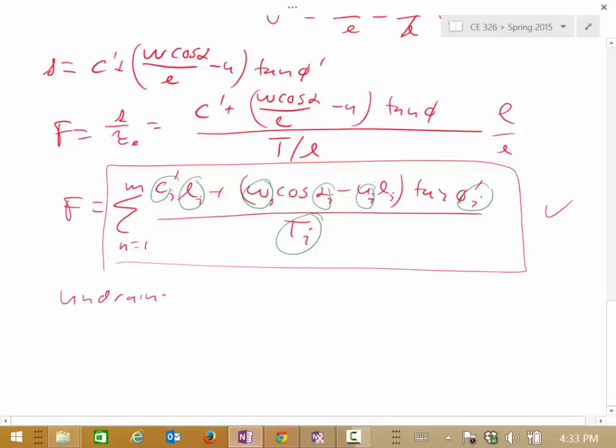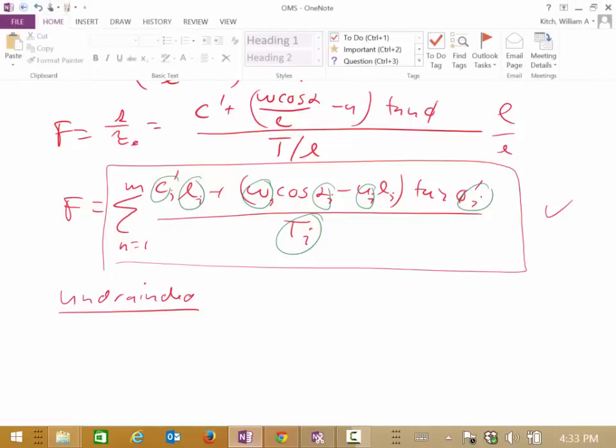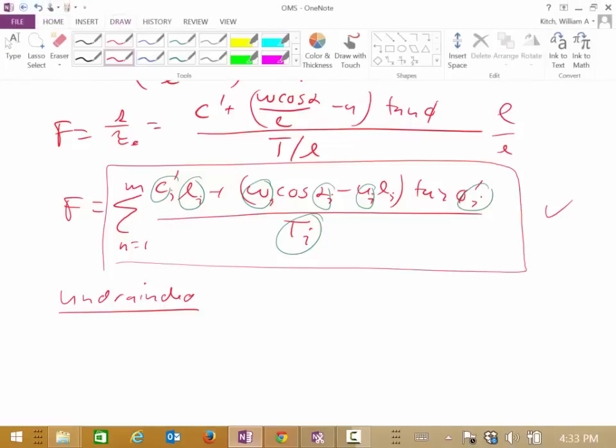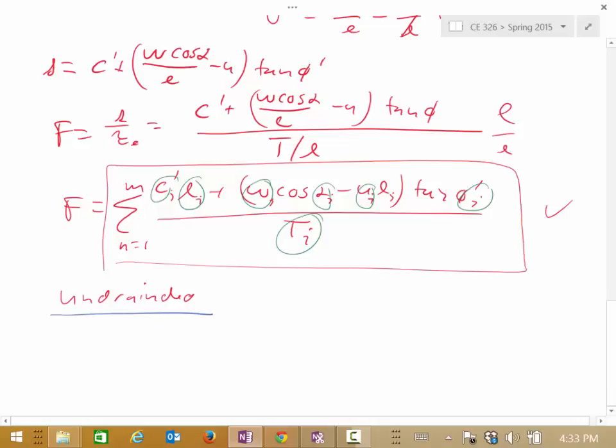That's a really good question. So what's the one difference under undrained conditions? Let me change colors for this. Let's do this undrained in blue. So how does my equation for the factor of safety change when we're under undrained conditions? Phi is equal to 0, so that goes to 0, right? So this whole term goes to 0. Well, because what's tangent of 0? 0, okay, very good.